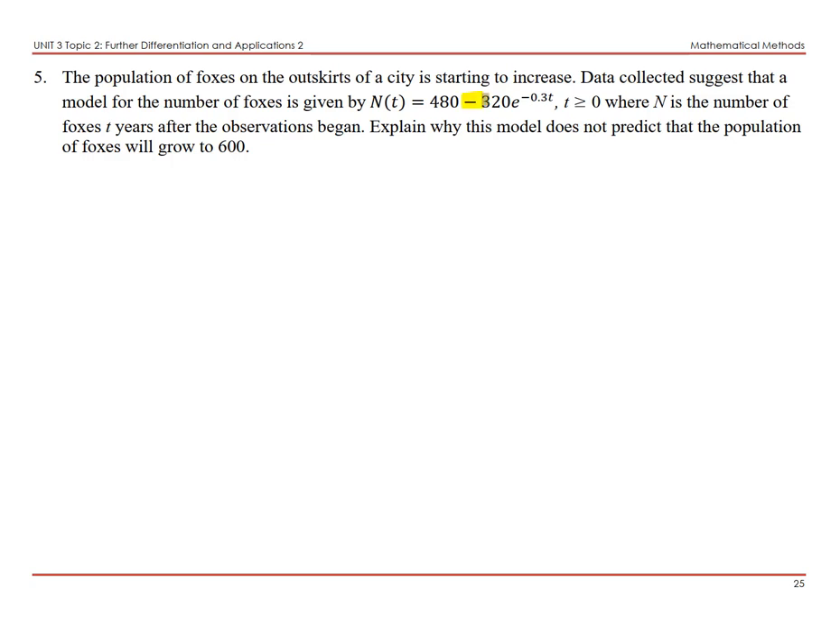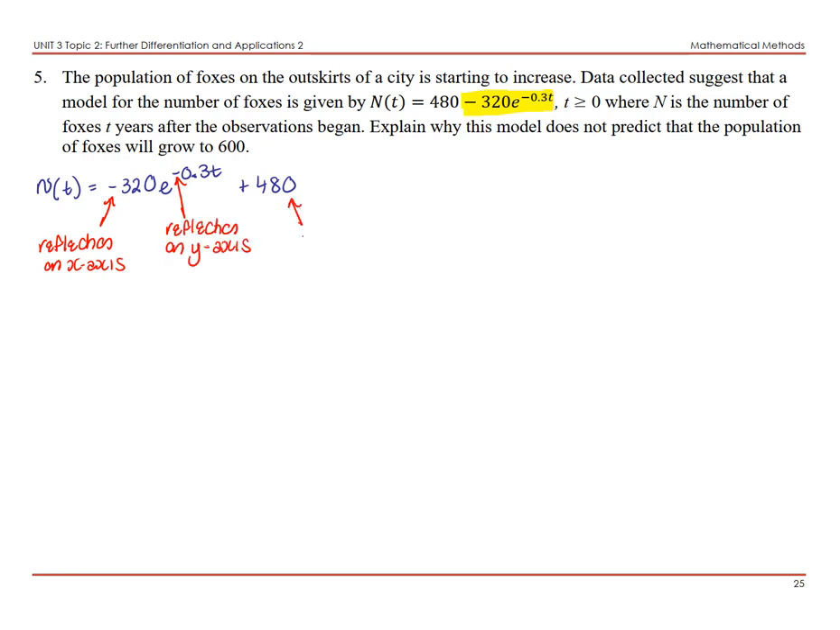So if I look at the exponential here, I'm going to write it the other way around: negative 320 e to the negative 0.3t, and then I'm going to put the plus 480. Now, the negative out the front means a reflection on the x-axis. The negative in the power means a reflection on the y-axis. And then that 480 is a vertical translation.